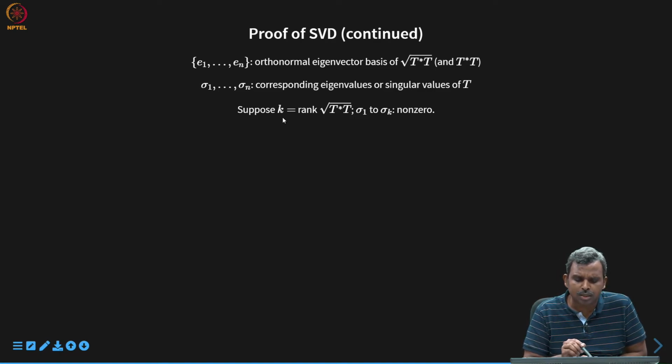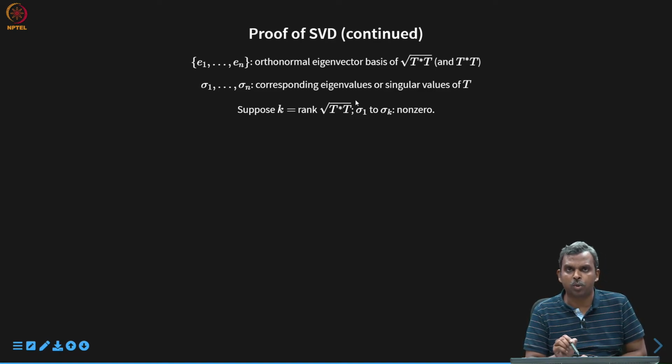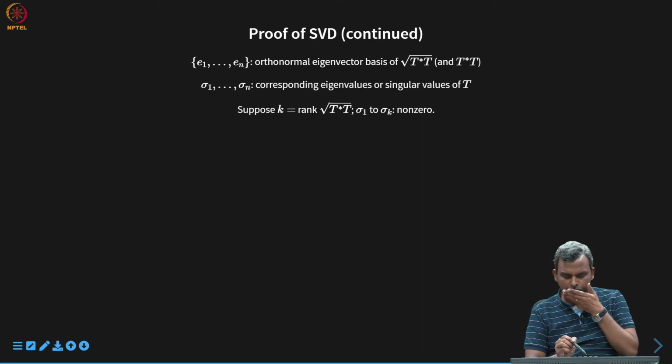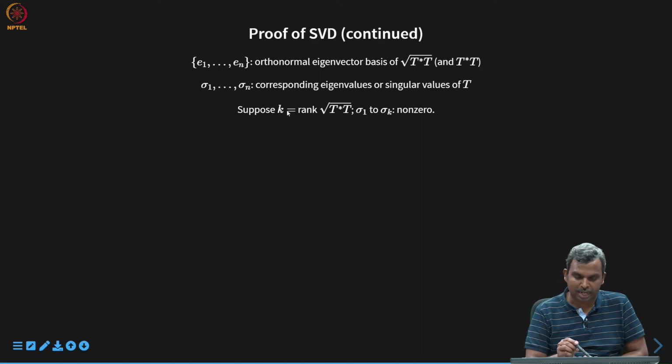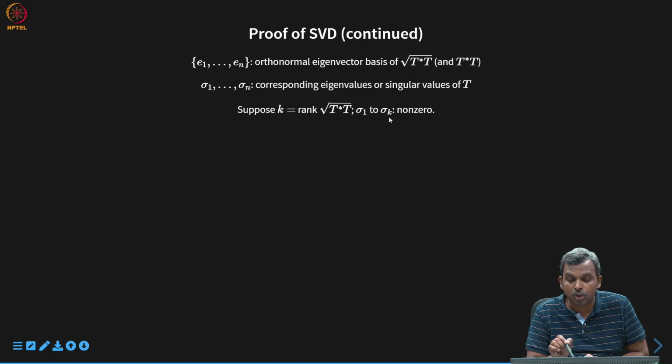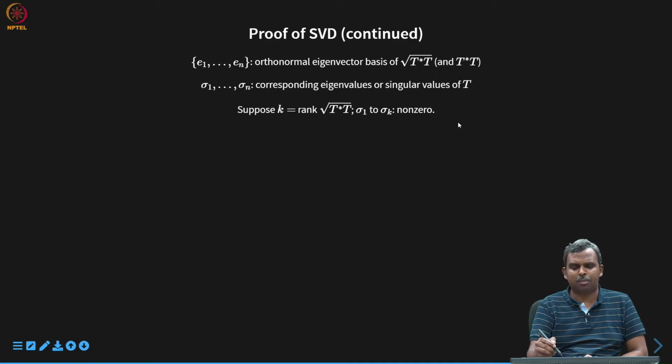Now let us suppose this k is the rank of square root of T star T. It need not be full rank, isn't it? It can have some lower rank. So let us say k is the rank. So when k is the rank, remember it is a self-adjoint matrix. So sigma 1 to sigma k will be non-zero, and after that you will have 0. Right? So it will be exactly k non-zero eigenvalues, and after that it will be all 0. Okay? So that is how rank and the eigenvalues are connected. So this is how it will be. Okay, so this is the first step. This setup is easy to do.